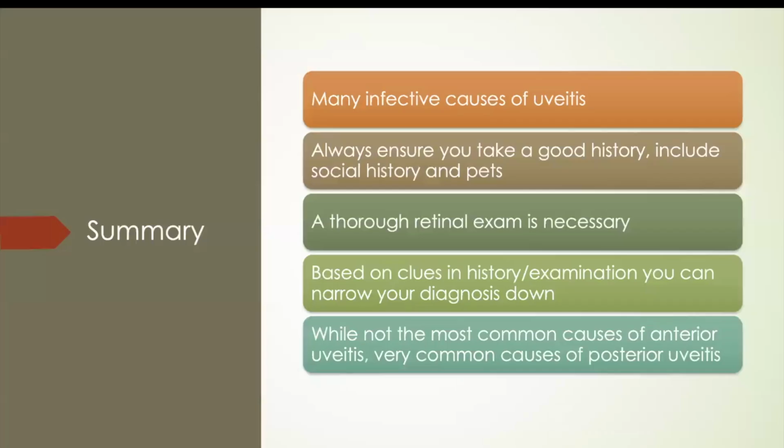So, in summary, it's quite an information dense tutorial. Feel free to go back, pause things, but there's lots of different infective causes of uveitis. So always make sure that you're taking a good history from your patient, include a social history, understand whether or not they have pets, and definitely your alarm bells should be ringing, specifically when you're looking at posterior uveitis. If you're seeing a posterior uveitis, make sure you're dilating that patient, look at that retina, check your peripheral retina, and based on those clues, you can narrow your diagnosis down.